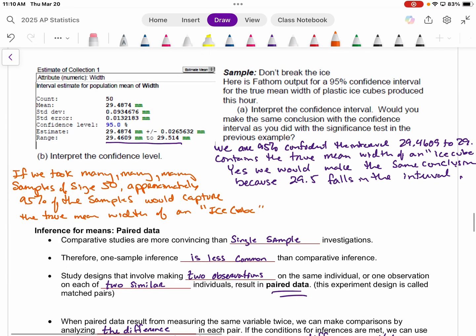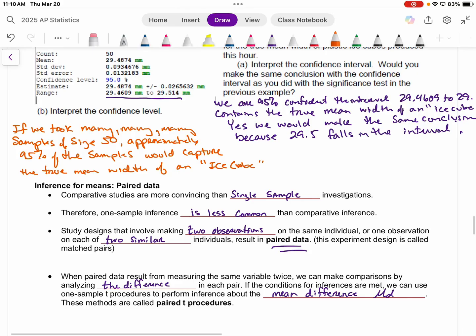All right, inference for means, and we got paired data. Comparative studies are more convincing than single sample investigations. Therefore, one sample inference is less common than comparative inferences. A study design that involves making two observations on the same individual, or one observation on each of two similar individuals, the result is what we call paired data.